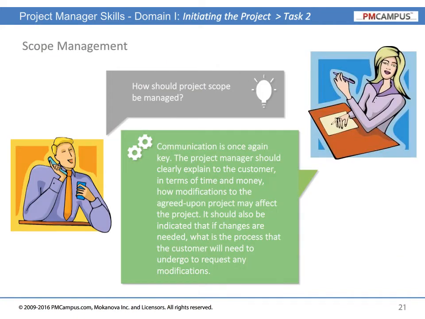How should project scope be managed? Communication is once again key. The project manager should clearly explain to the customer, in terms of time and money, how modifications to the agreed-upon project may affect the project. It should also be indicated that if changes are needed, what is the process that the customer will need to undergo to request any modifications?